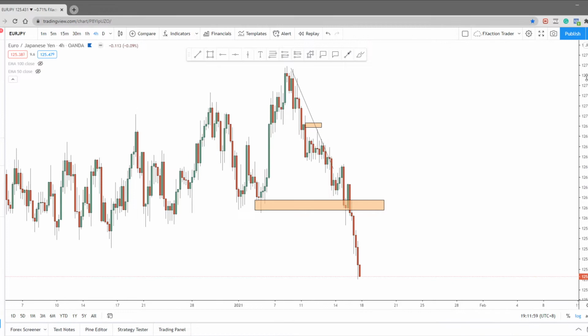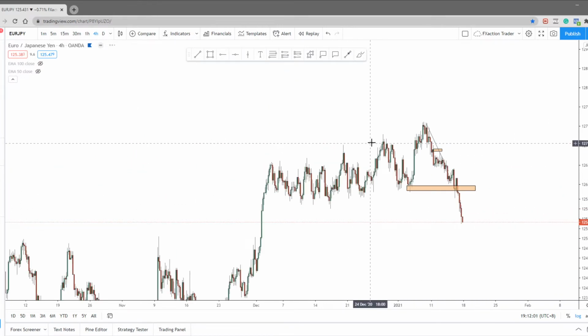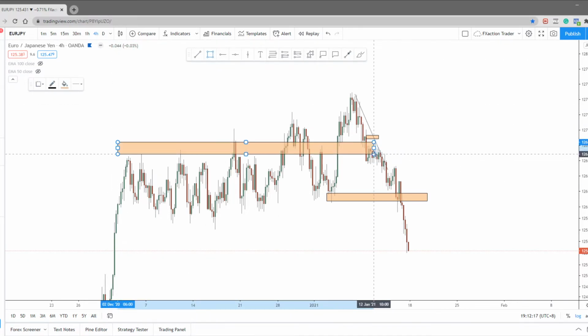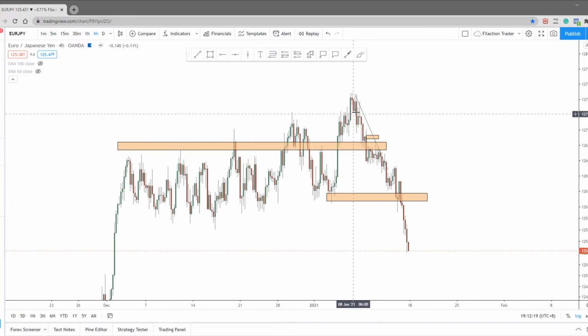And let us go to the Euro Yen. So Euro Yen, I think that this pair is much more interesting compared to the Dollar Yen. Firstly, we can see that market broke out of the sideways structure here, but market is failing to continue in an uptrend.